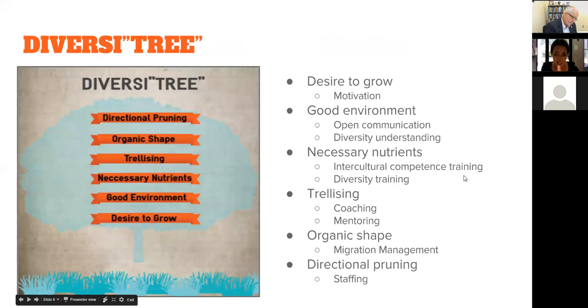So my diversity tree, which I mentioned to you all earlier, this is just something that I have found to be effective. This is what I show my clients when I'm talking with them about building this diversity culture and this diversity understanding in order to train diverse employees. The bottom thing, the foundation of all of it, is this desire to grow, this motivation, which is the backbone, I think, of a lot of interventions, is that grow desire.